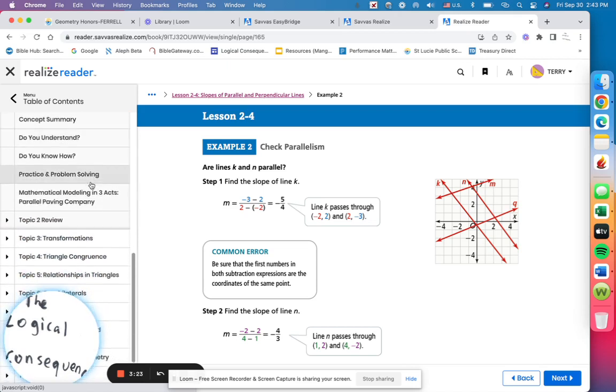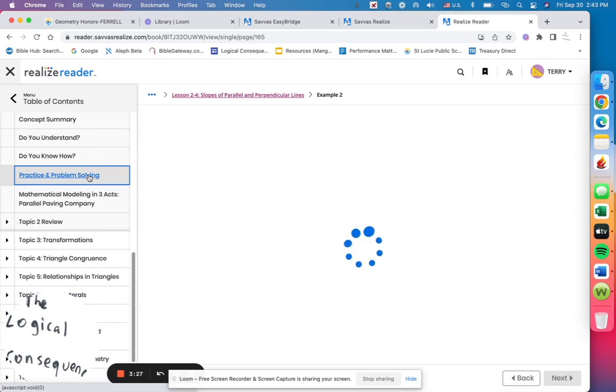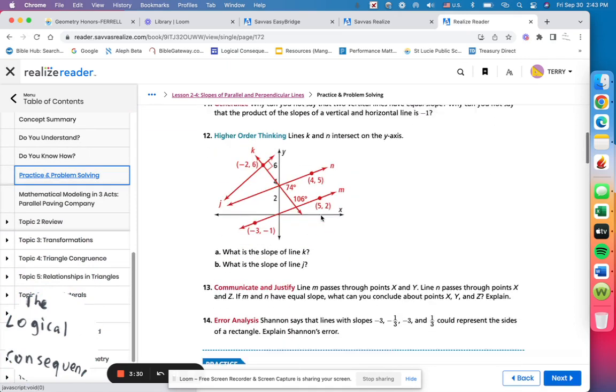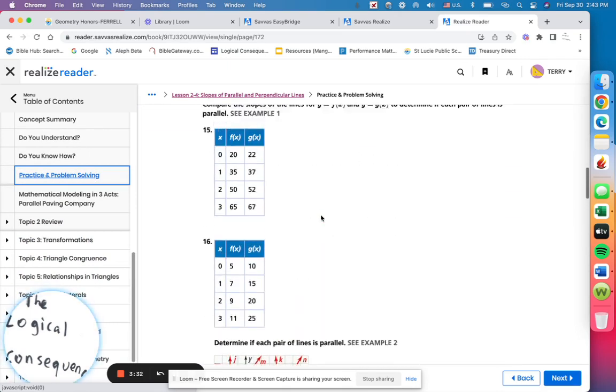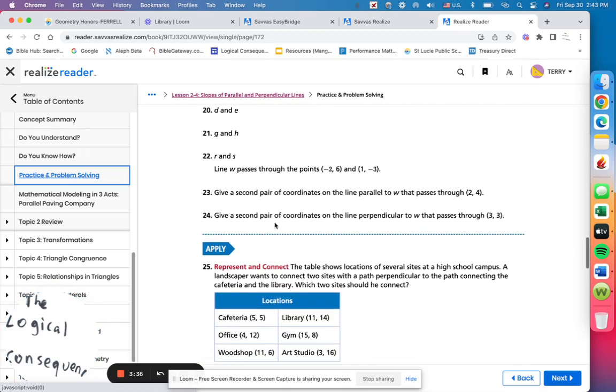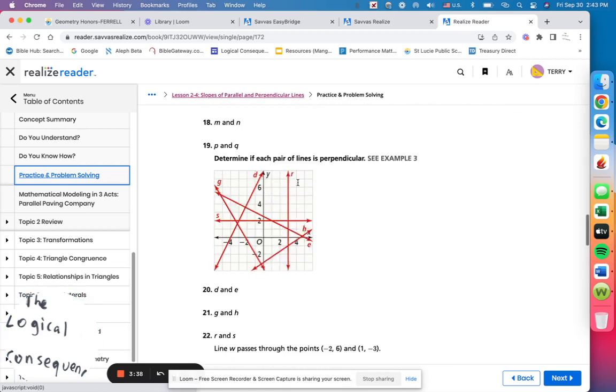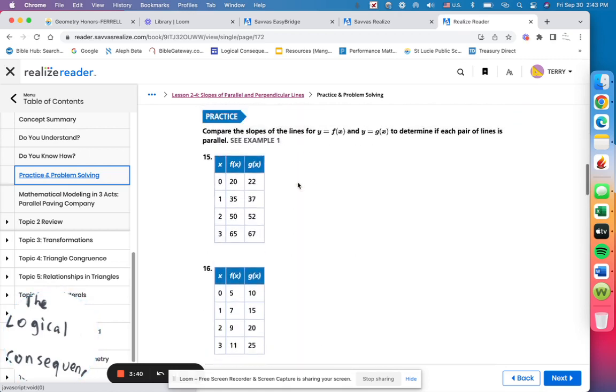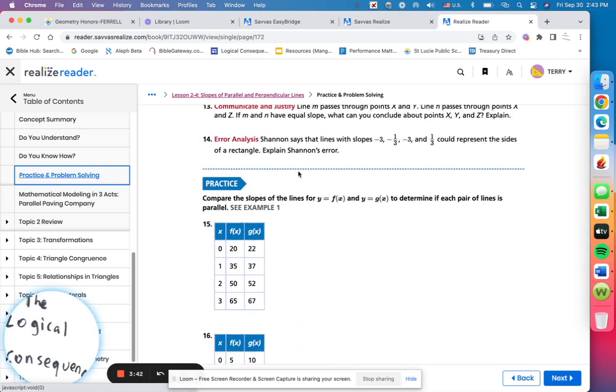But you're going to go to where it says practice and problem solving because that's where the problems I gave you are. I believe I gave you starting here. It was 15 through, I believe it was 24. But those are your problem set. And the way you do 15, well, I think when I explained this to some of you, I don't think I explained it right. I think I was completely wrong.